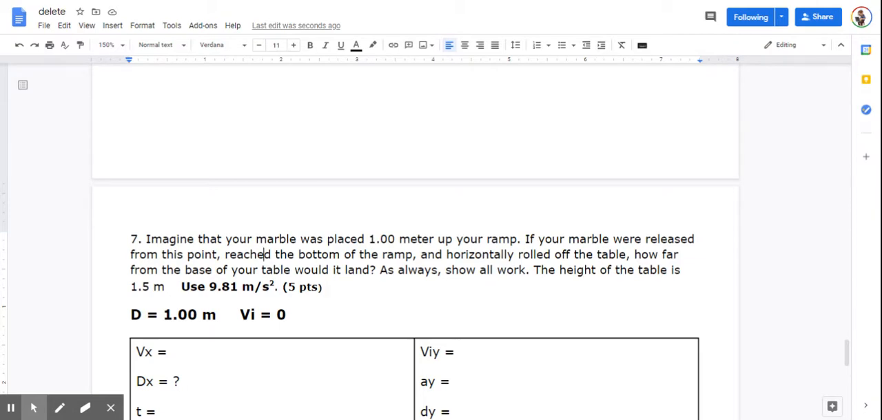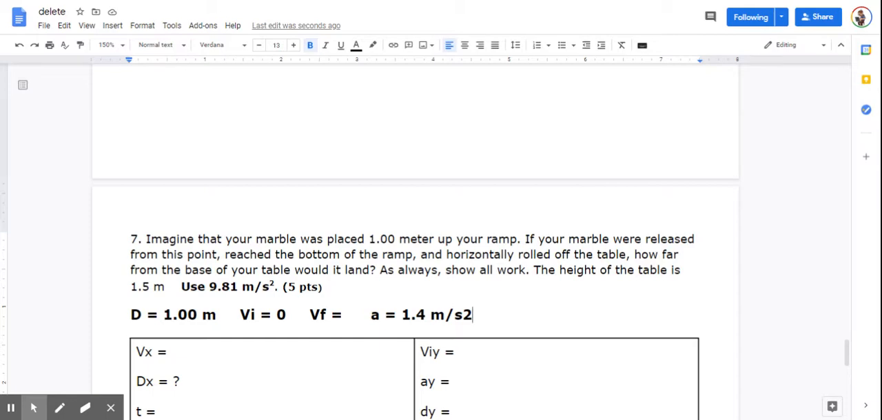The first part is how fast it will be when it reaches the bottom of the ramp. If it's put at the top of the ramp, VI equals 0, and it rolls down a ramp that's 1 meter long, the same ramp used in the lab, how fast will it be at the bottom? That's VF equals question mark. Now, you take your acceleration, which I think most of you got, 1.4 meters per second squared. Take a look at what we have. We're going to place the marble at the top of a 1 meter ramp. We'll let it go, VI equals 0. It'll accelerate with whatever acceleration you have, 1.4, 1.44, or whatever.